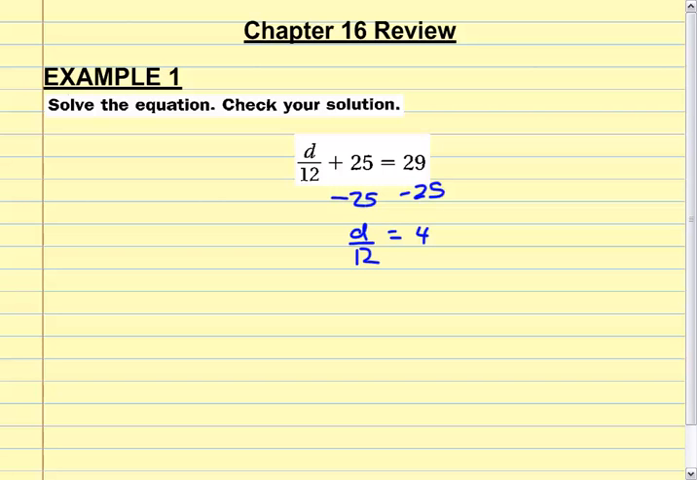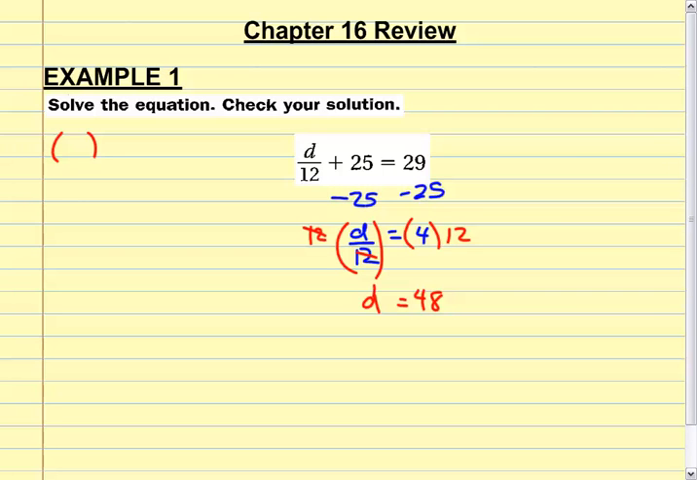Now, let's go back to Bailey. Bailey, what do I do here to get rid of that 12? Because I want to get D by itself. You multiply both sides. I'm going to multiply this side by 12 and this side by 12. And Bailey, what do I get on the left side? D. And on the right side? 48. Good.